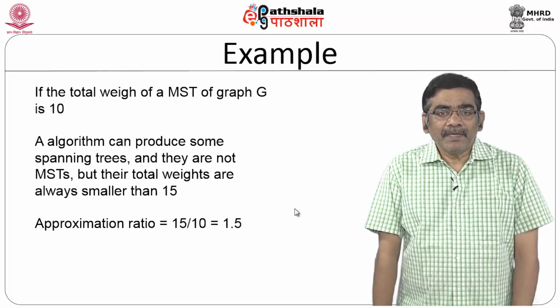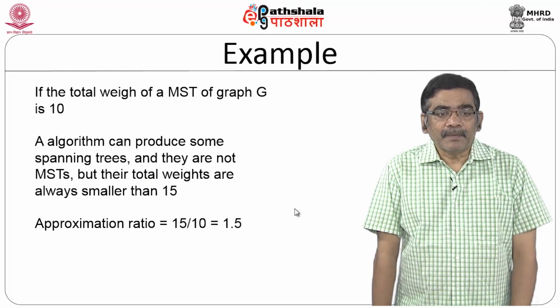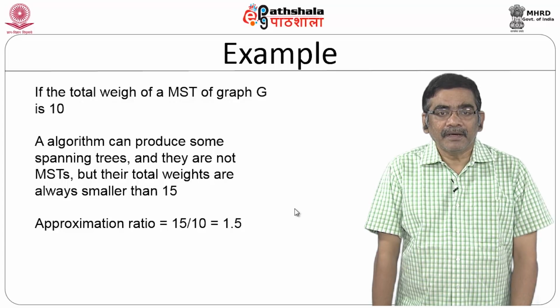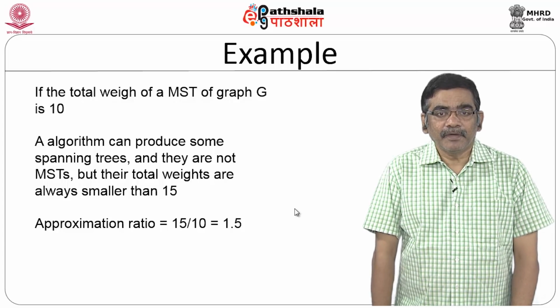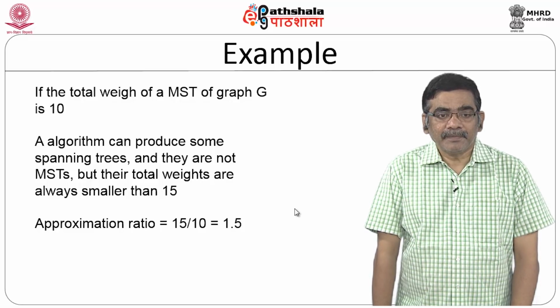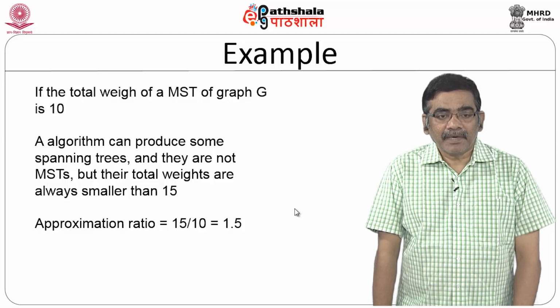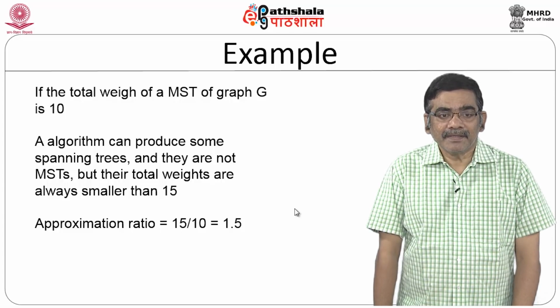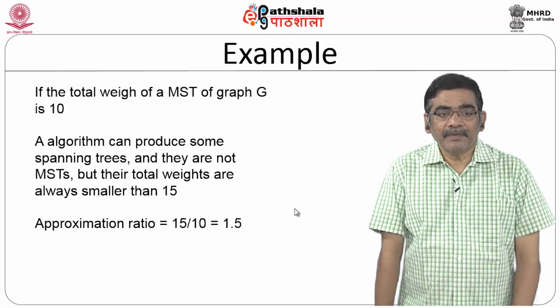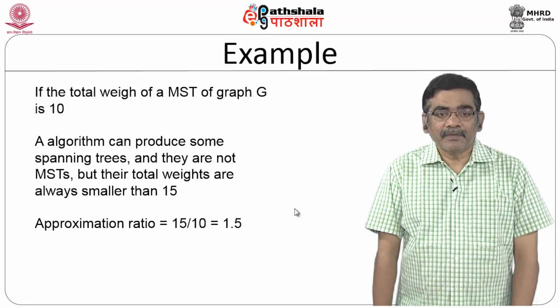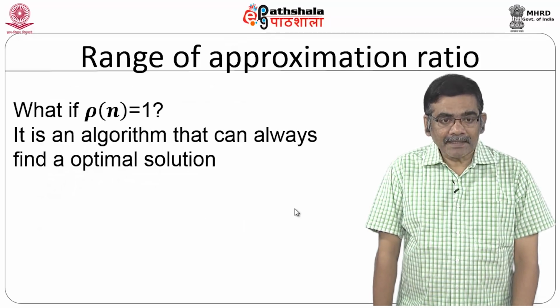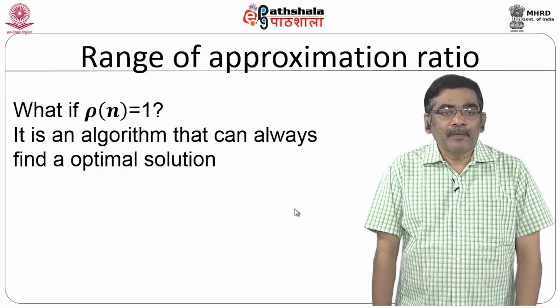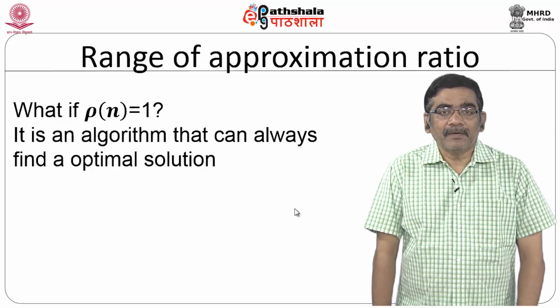Fine. We will take one simple example for this. Suppose the total weight of the minimum spanning tree is 10. Let us say I am designing an approximation algorithm and generating the weights, and if the weights are always smaller than 15, then we can say the approximation ratio is 15 by 10, that is 1.5. In this case, this algorithm is called a 1.5 approximation algorithm.